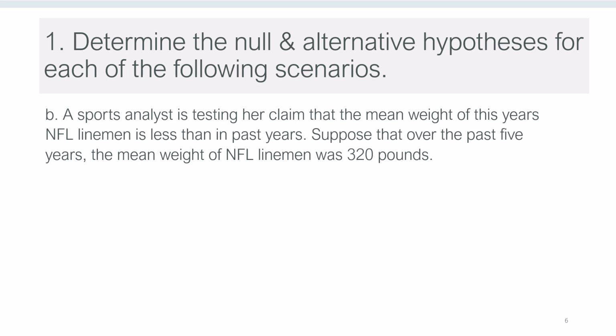Okay, let's look at another example. Here we have a sports analyst testing her claim that the mean weight of this year's NFL linemen is less than in past years. Assume that over the past 5 years, the mean weight of NFL linemen was 320 pounds. Again, we're seeing the word mean. This sports analyst believes that NFL linemen are weighing less than they did in the past, and the value that's currently believed to be true for their weight is 320 pounds.